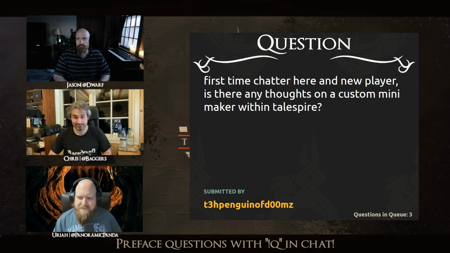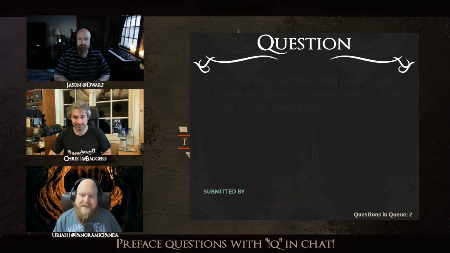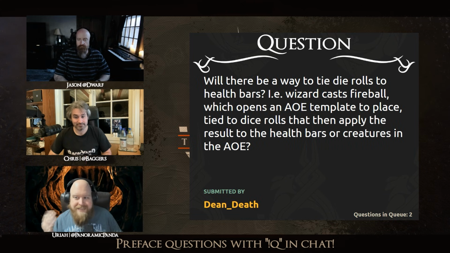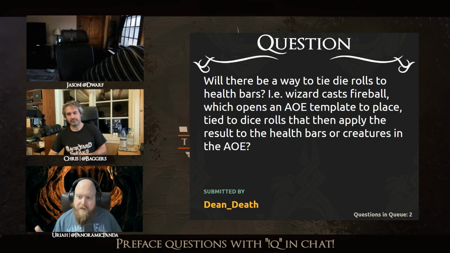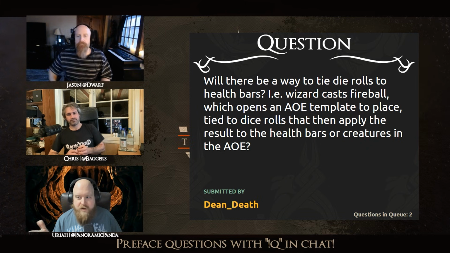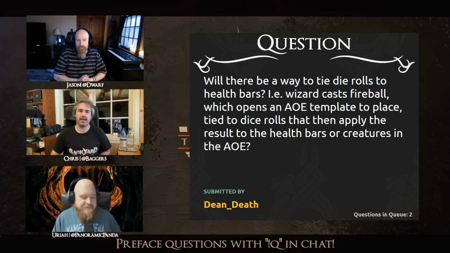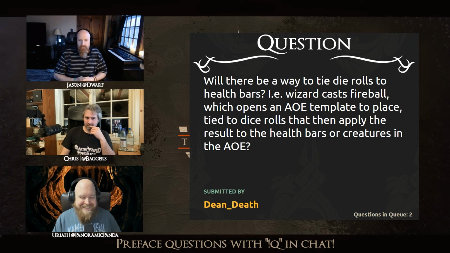All right. Dean Death asks, will there be a way to tie die rolls to health bars? I.e., a wizard casts Fireball, which opens an AoE template to place, tied to dice rolls, that then applies the result to health bars or creatures in the AoE? Yeah, this is something we've... oh, sorry, Jason, go for it. Oh no, that's part of the custom rule set that we need to work on.